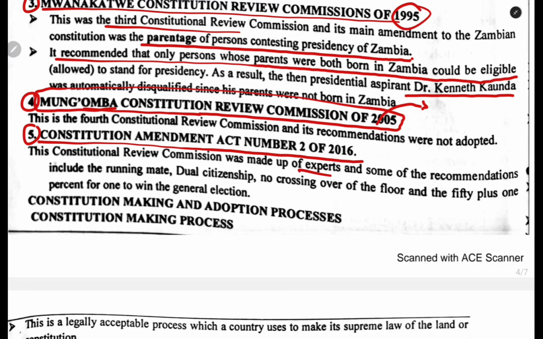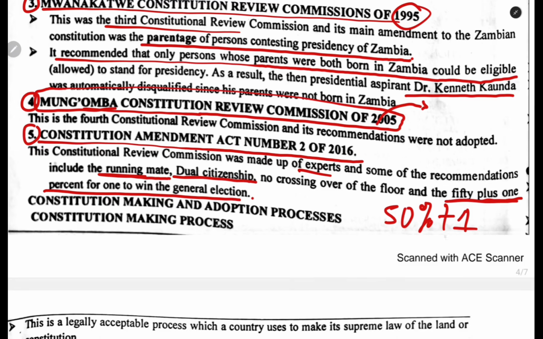So it was made up of experts, and some of the recommendations were to include a running mate, dual citizenship, and also 50+1% for one winning the general elections. So those are three of the parts that we can recognize here: running mate, dual citizenship, and 50+1, that is 50% plus 1 for the person standing for president. Now, what does it mean?